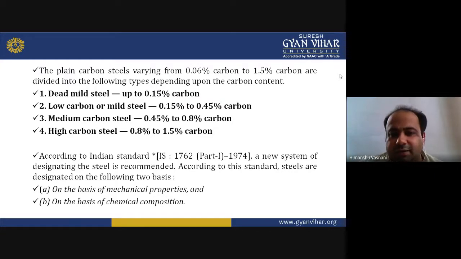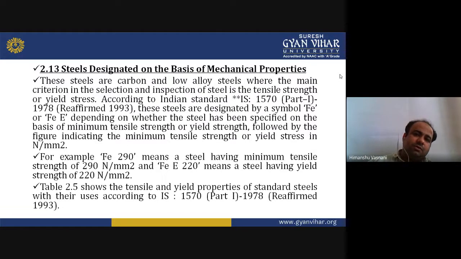According to the Indian standard, a new system of designating steel is recommended. According to the standard, steels are designated on two bases: on the basis of mechanical properties and on the basis of chemical composition. Now they have designated the steels on these two bases, mechanical properties and chemical composition. So first, steels designated on the basis of mechanical properties.